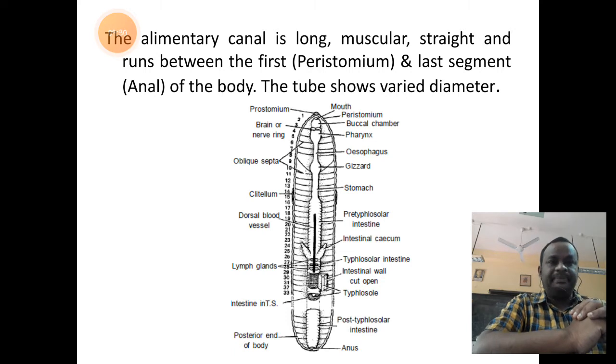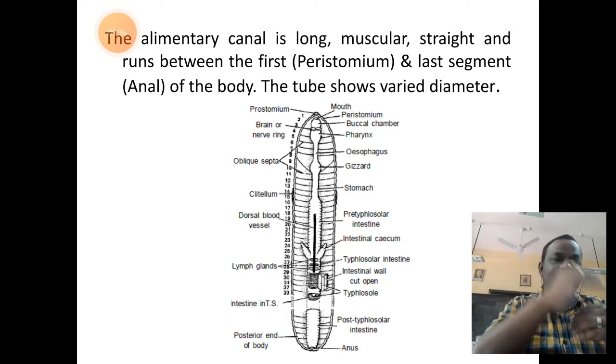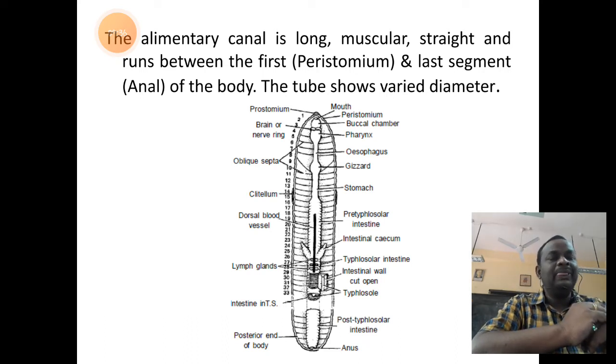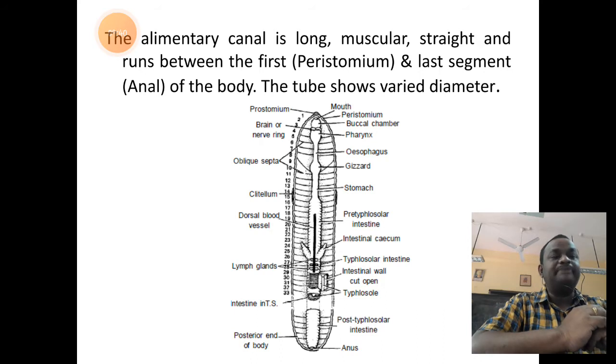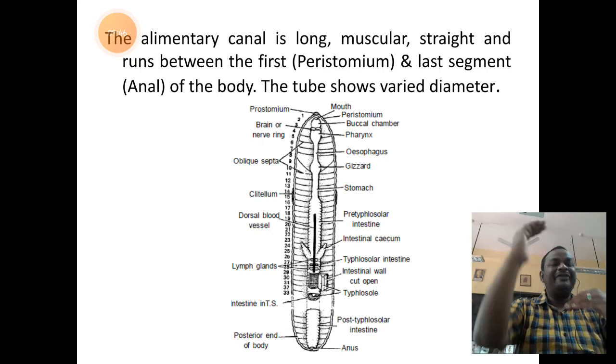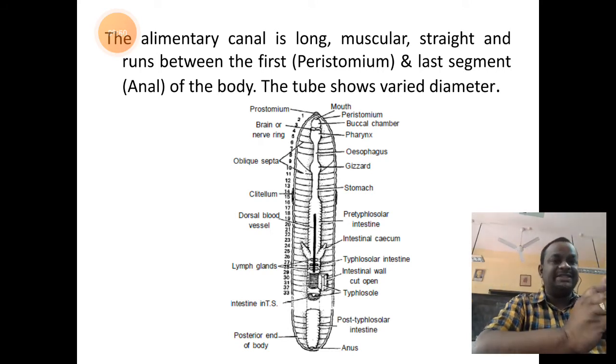It runs between the first and the last segments. As we know, the first segment of the earthworm body is called the peristomium. The last segment is called the anal segment or pygidium. So, between these two segments, we have the digestive canal placed.